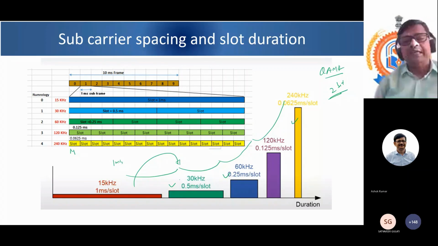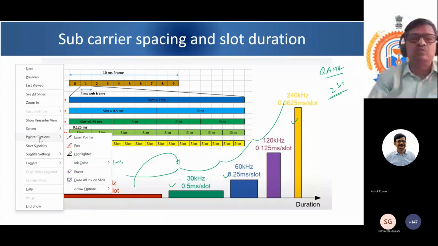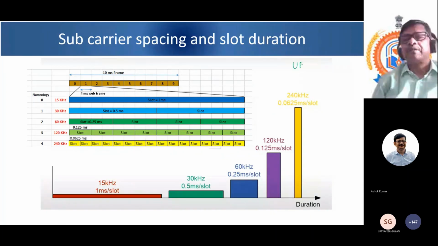And also, please understand the concept of latency. If you want less latency, then what should you use? Let me tell you here itself. Normally, the allocation of resources to the UE is done during every slot time. Suppose I'm using 15 kilohertz subcarrier spacing, whose slot duration is 1 millisecond. Okay, so what will happen? Suppose the UE has some data to transmit.